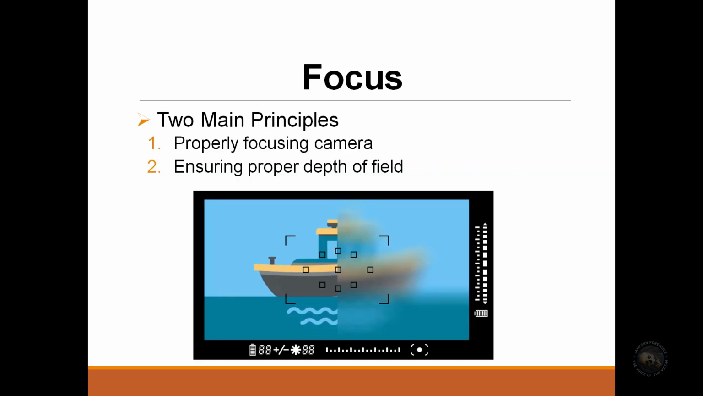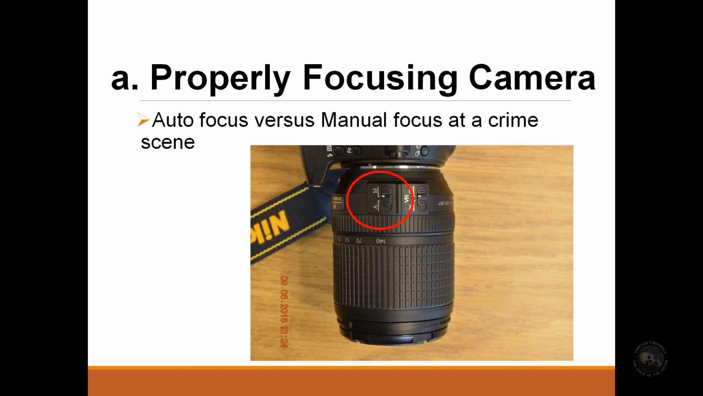Focus. There are two main principles: properly focusing the camera and ensuring proper depth of field. Properly focusing the camera: autofocus is effective for most crime scene photography. It takes time to allow the camera to focus a little bit. It has difficulty with solid color backgrounds, and sometimes it's difficult in close-up photography. Manual is good for white backgrounds.